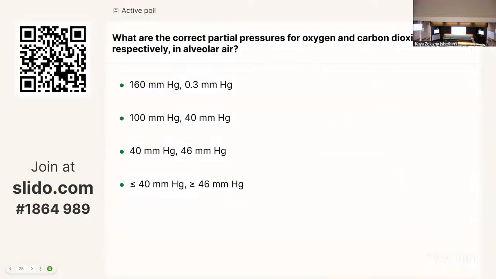So let's take a peek through and think about that alveolar air. Specifically, I recommend you look at the oxygen cascade figure that's going to come up in these slides. I want you to find for me what the actual partial pressures for oxygen and carbon dioxide are in typical alveolar air.